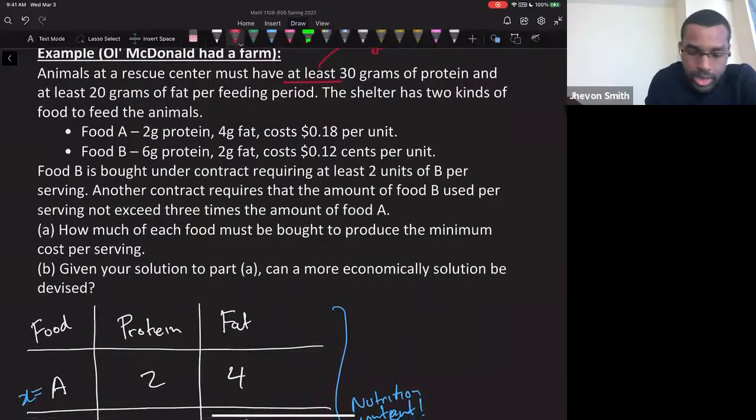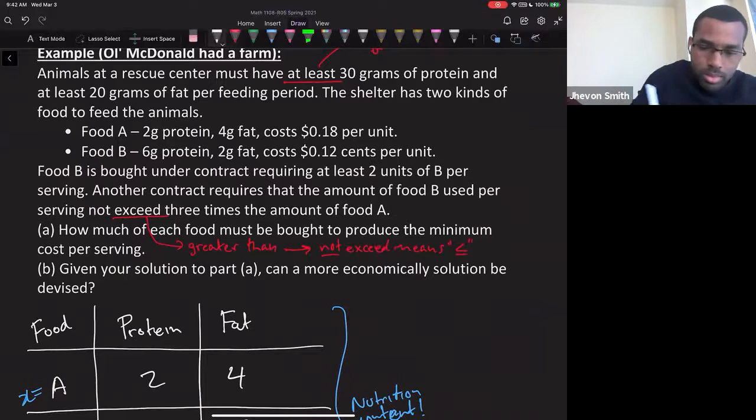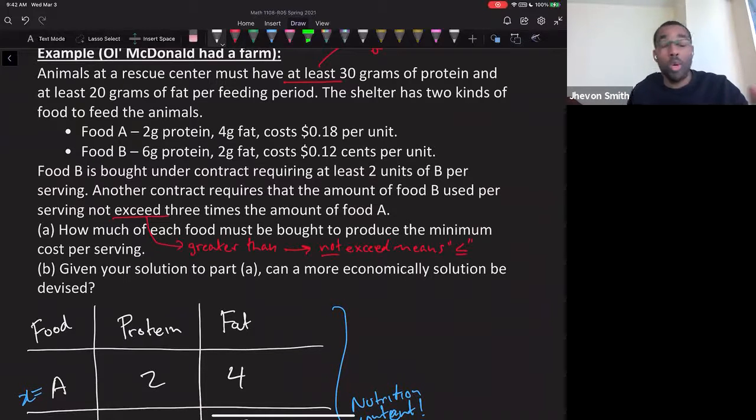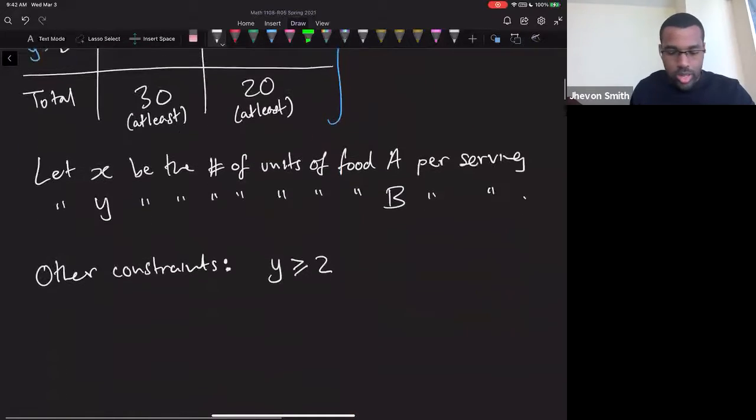Exceed means greater than, by the way, which means not exceed means less than or equal to. So it's going to be very important that you know how to interpret these phrases. At least means greater than or equal to. At most means less than or equal to. Exceed means strictly greater than. And so to not exceed means you're less than or equal to.